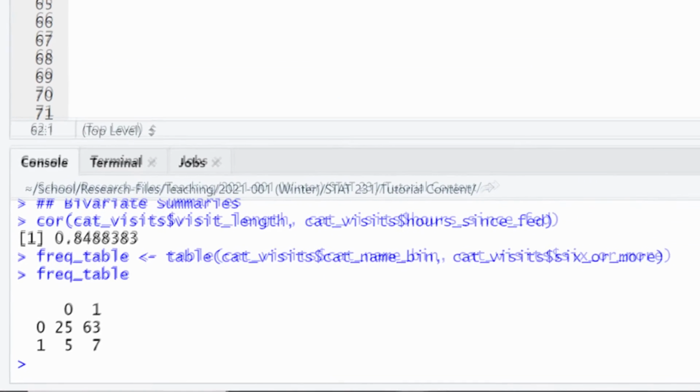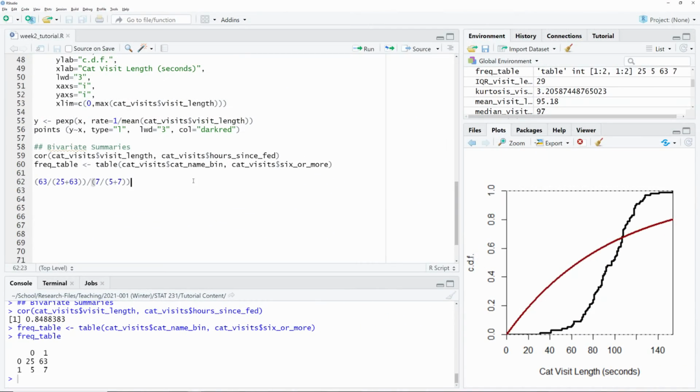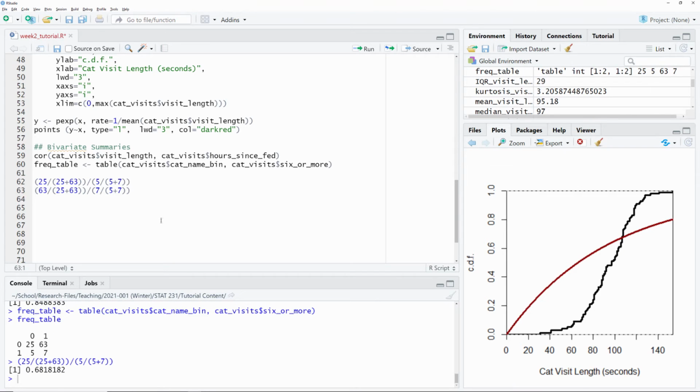Using this, we can compute the relative risk for jumping up when it had been fewer than 6 hours as 25 divided by 25 plus 63, all over 5 divided by 5 plus 7. So this gives us a value of 0.68. We interpret this to mean that Sadie was 0.68 times as likely to jump up when it had been fewer than 6 hours since she had last been fed than Charles was.